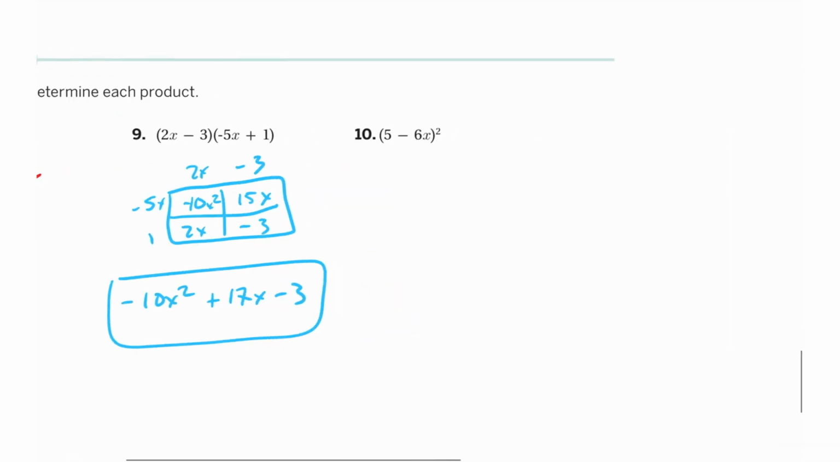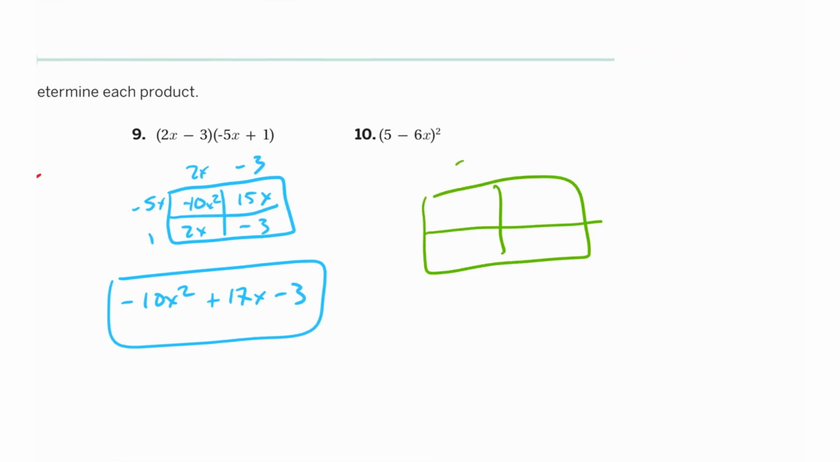And last one, again, I'm going to use my box because 5 minus 6x squared is the same thing as 5 minus 6x times 5 minus 6x. 25, negative 30x, also negative 30x. I could also use my identity to help me with this, but I didn't do it. And then I combine like terms to get 36x squared minus 60x plus 25.